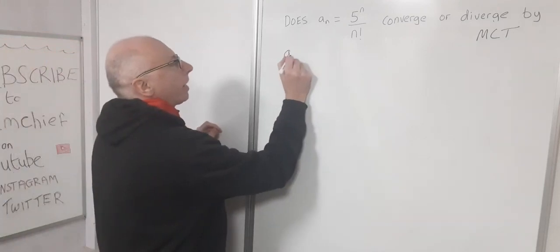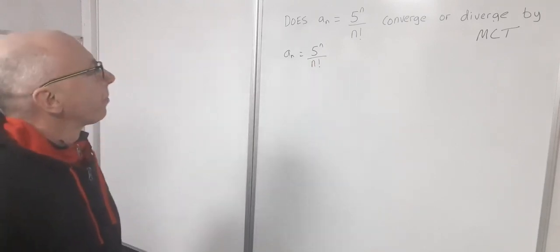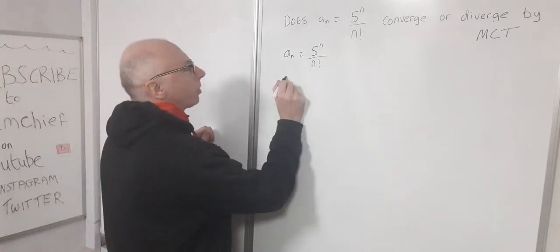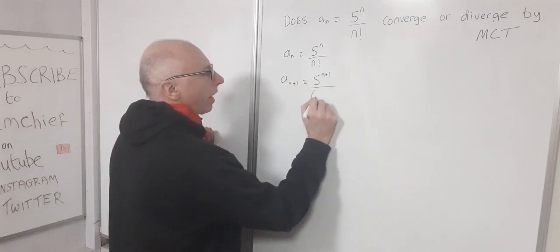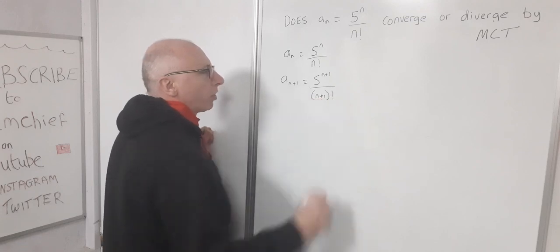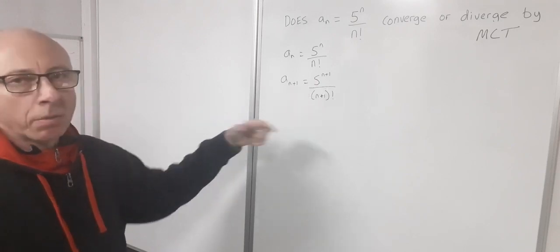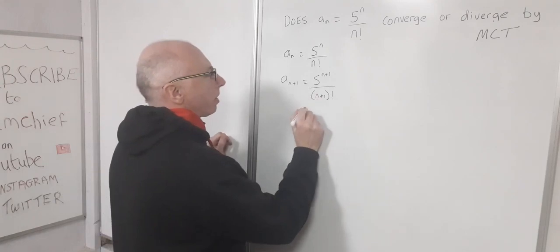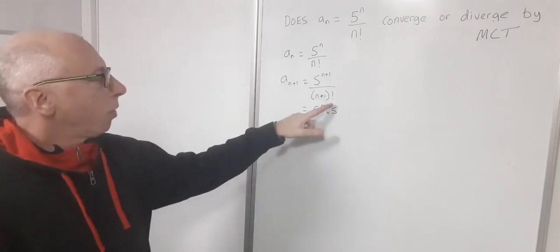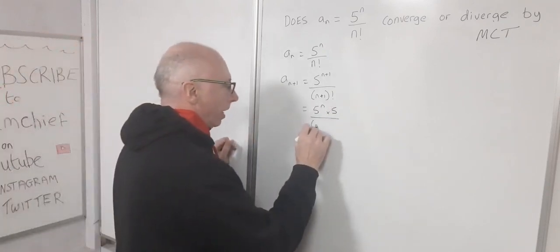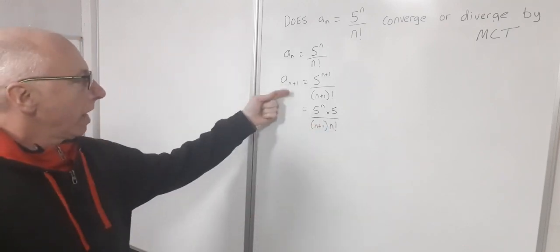So a n equals 5 to the n over n factorial. Therefore, let's have a look at what a n plus 1 does. So a n plus 1, that's 5 to the n plus 1 over n plus 1 factorial. So that's what the next term in the sequence does. So let's just do some algebra on this and see what we get. Then this equals 5 to the n times 5, and then n plus 1 factorial is simply n plus 1 times n factorial. So that's our a n plus 1.